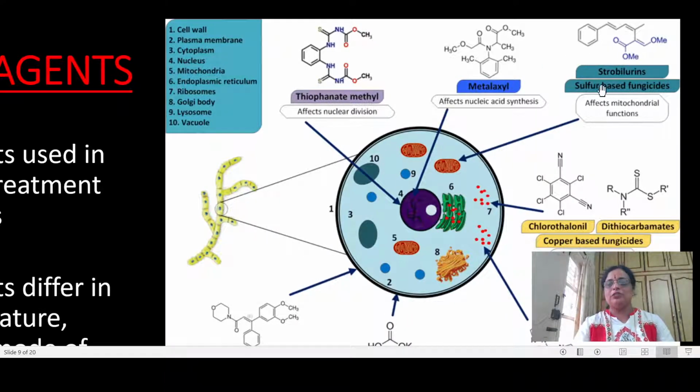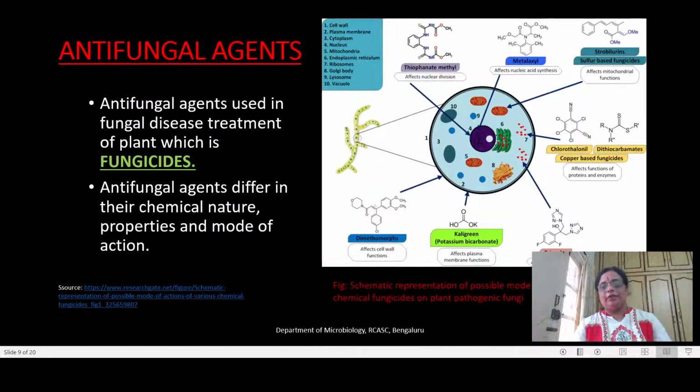Likewise, you have certain sulfur-based fungicides. They affect the mitochondrial function. Remember, they affect the mitochondrial function. Some of the copper-based fungicides affect the function of proteins and enzymes. So sulfur-based fungicides affect the mitochondria, whereas copper-based fungicides affect the proteins and enzymes.